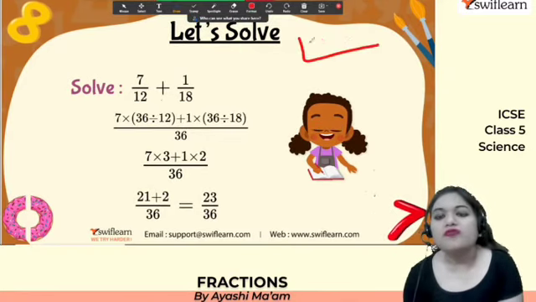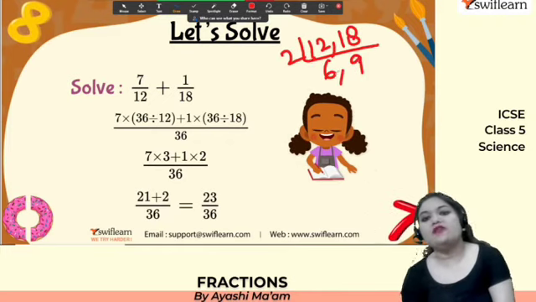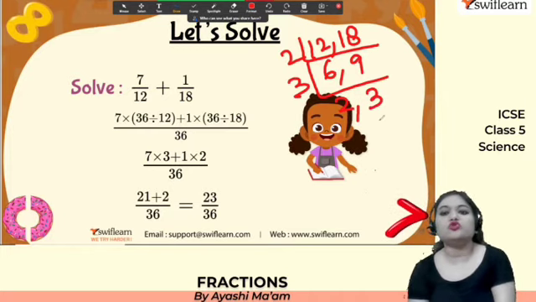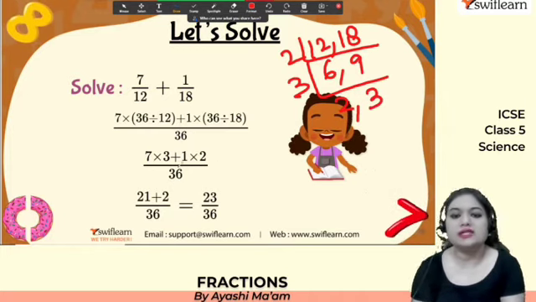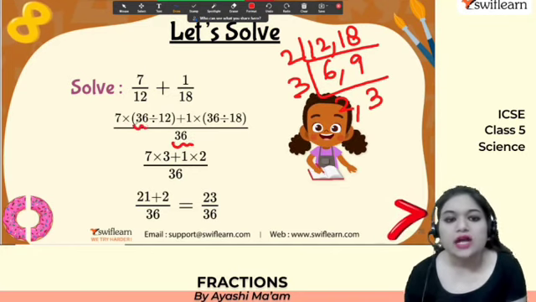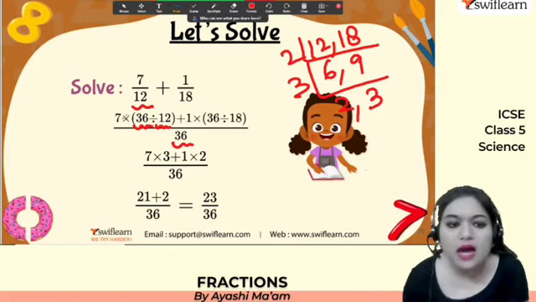First they have found out the LCM of 12 and 18. So 2 6s are 12, 2 9s are 18, 3 2s are 6, 3 3s are 9, right? So 2 2s are 4 and 4 9s are 36. LCM is 36. Okay. Then what they have done? They have taken the LCM, 36, divided by what? Divided by this 12. Okay, that is the denominator, multiplied by 7.